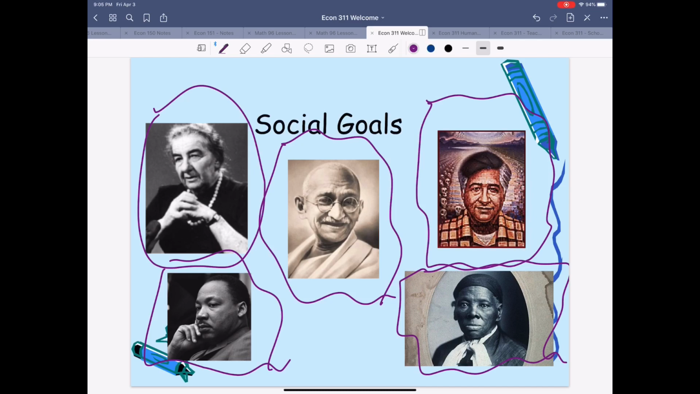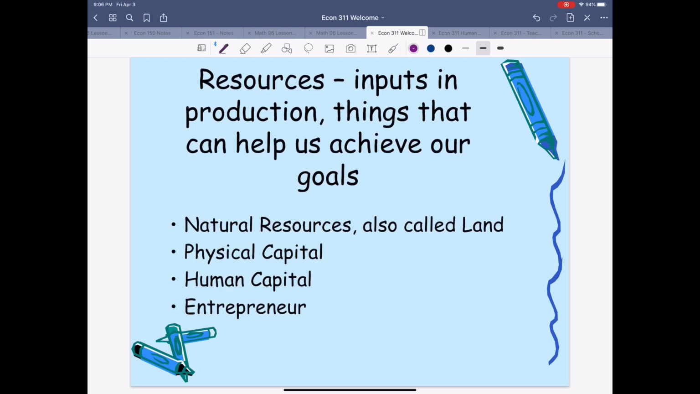All of these individuals had goals that were beyond themselves. They weren't goals for the individual, they were societal goals, and they all worked very hard and made sacrifices to achieve certain goals. And they weren't always successful the first time out, and maybe not even successful in their lifetime. However, they worked towards these social goals. We want our students to know that goals for society are important and valuable too, and should be part of our goal setting. So let's switch gears here and let's look at resources.